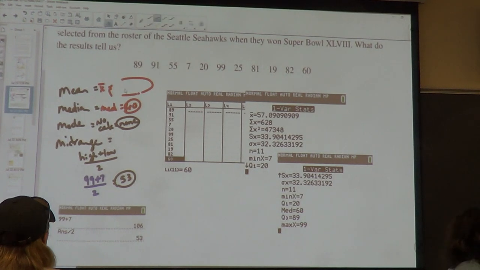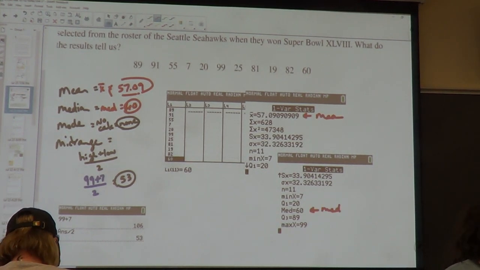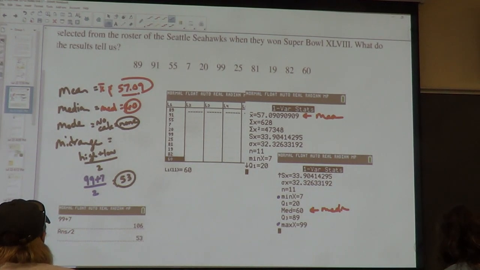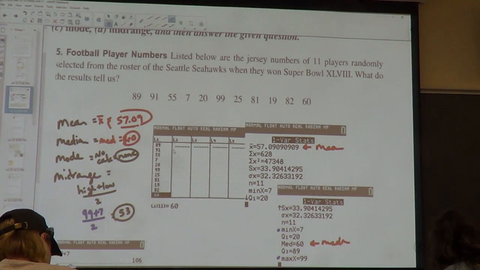So the 57.09. This is going to be the mean, and this is going to be the median, and this is my high and my low. Thank you. We good? Yeah, I usually have one person that's in charge of making sure that I type things in right.